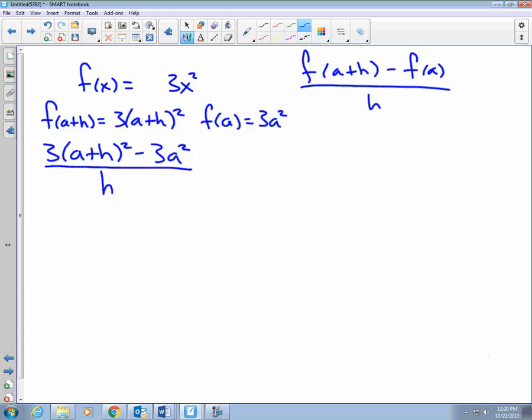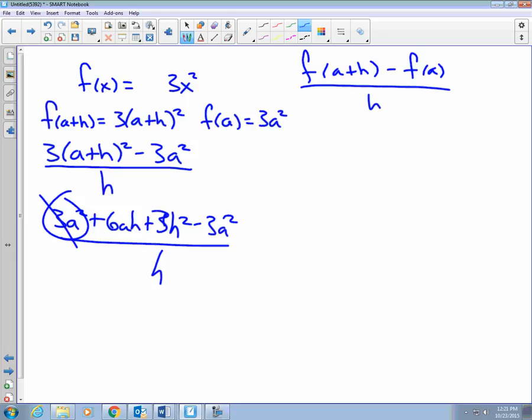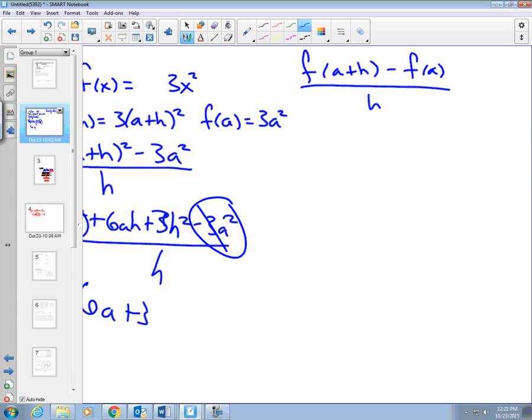We talked about it that you know you're done when you're able to cancel the h on the bottom. So when you multiply this out, we get a squared times 3 is 3a squared. What do you get in the middle? So 6ah plus 3h squared minus 3a squared all over h. If they don't have an h, they should cancel. So cancel and cancel. Does everything else have an h? Divide it out, you get 6a plus 3. Remember what we did?